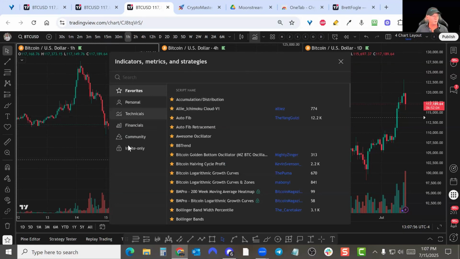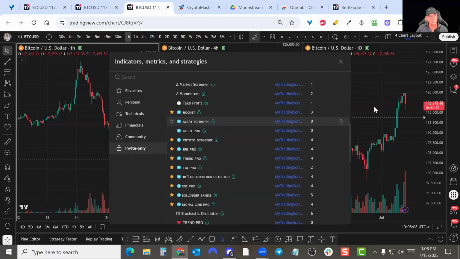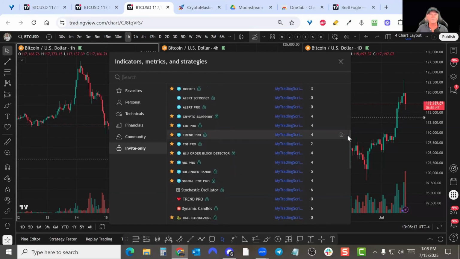Let's go back to, and I'm going to go down to our invite only area. This is where you'll find the signals if you sign up for the Crypto Mastery signals. They're going to be in the invite only area, and they're going to look like this. They're going to be these little blue arrows, blue circles that say M. It says M in the middle for M3.